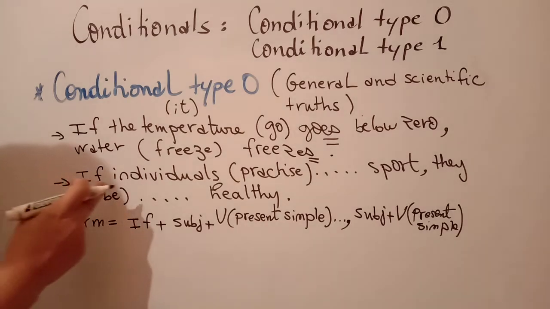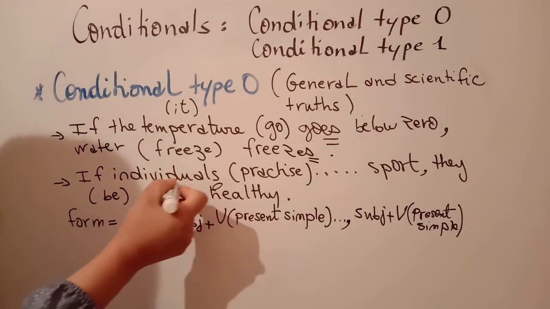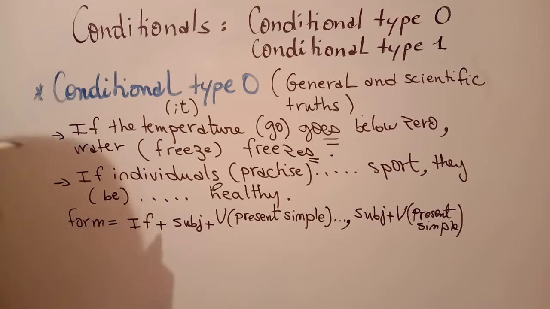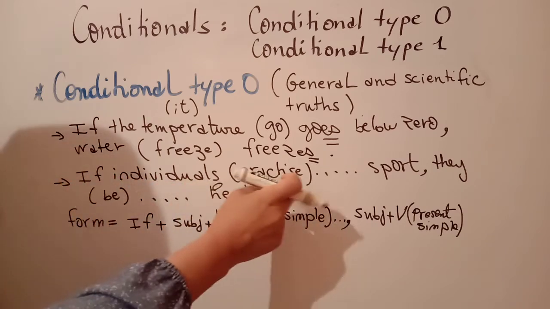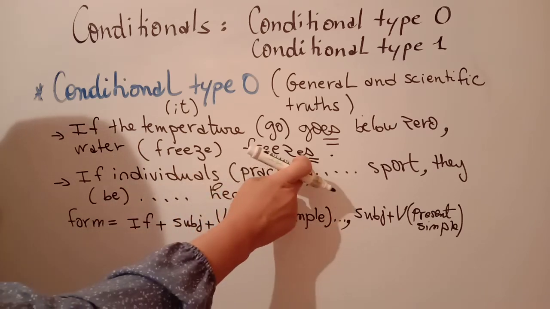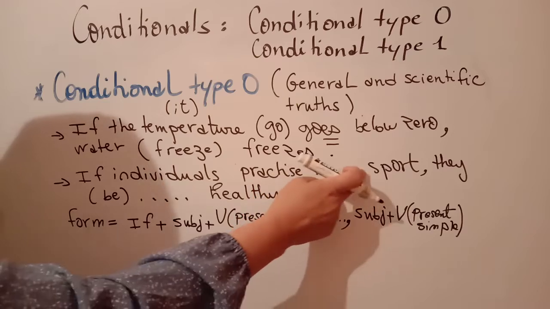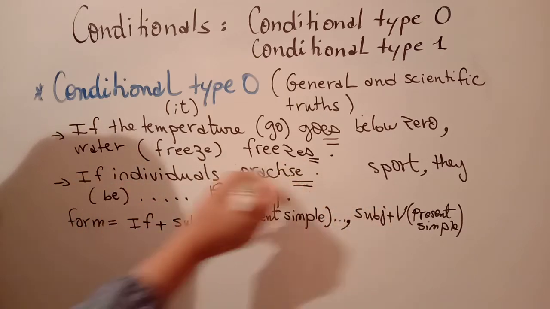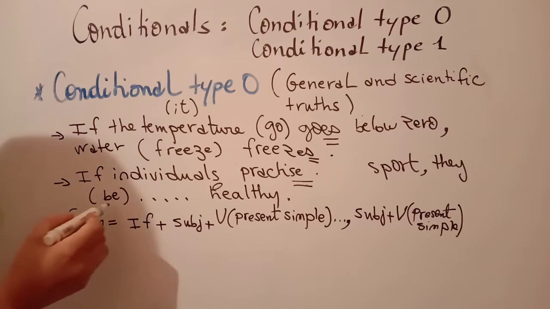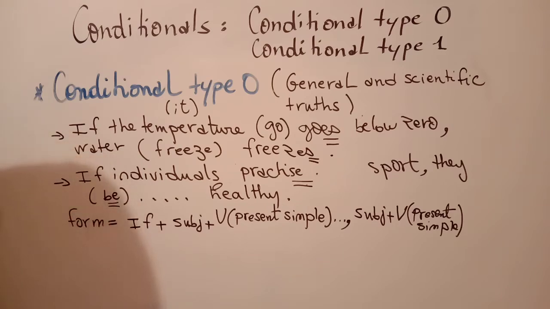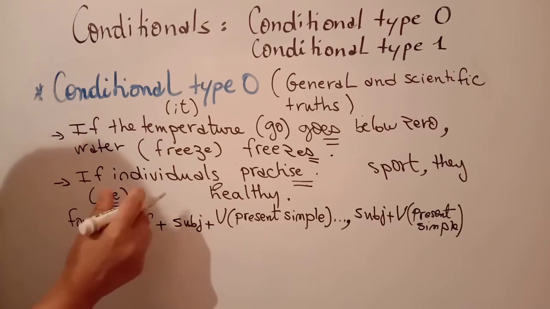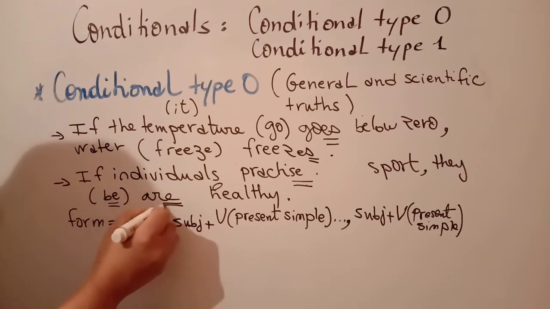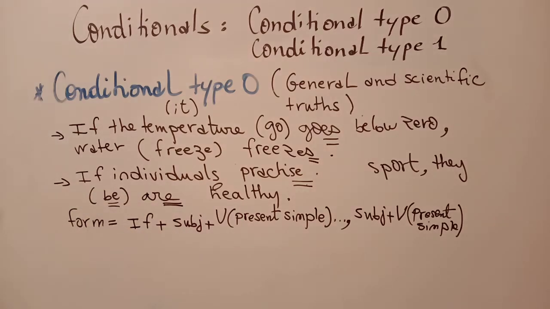Second example, if individuals. Here you have individuals. We are going to replace it with they. So what is the form of practice? It's practice, no change. If individuals practice sports, they. So what is the form of to be in the present with they? They are, of course, they are healthy. So here we apply the form of conditional type 0. So this is concerning conditional type 0.